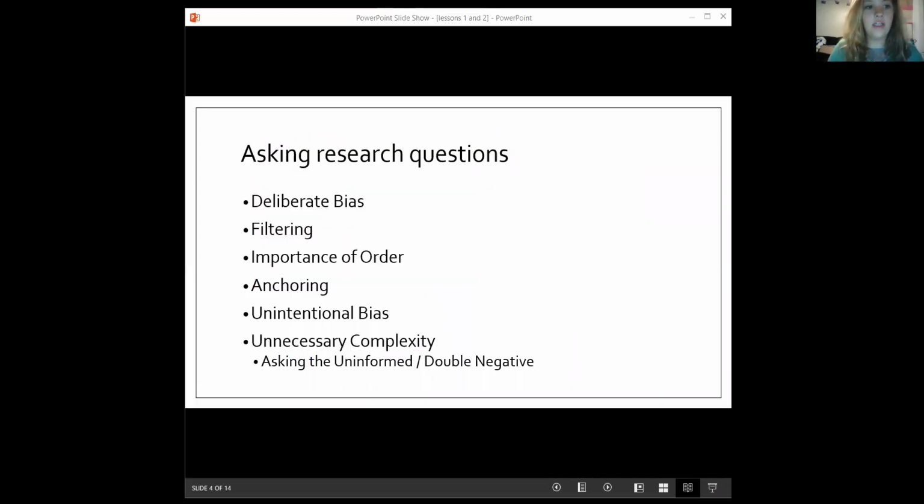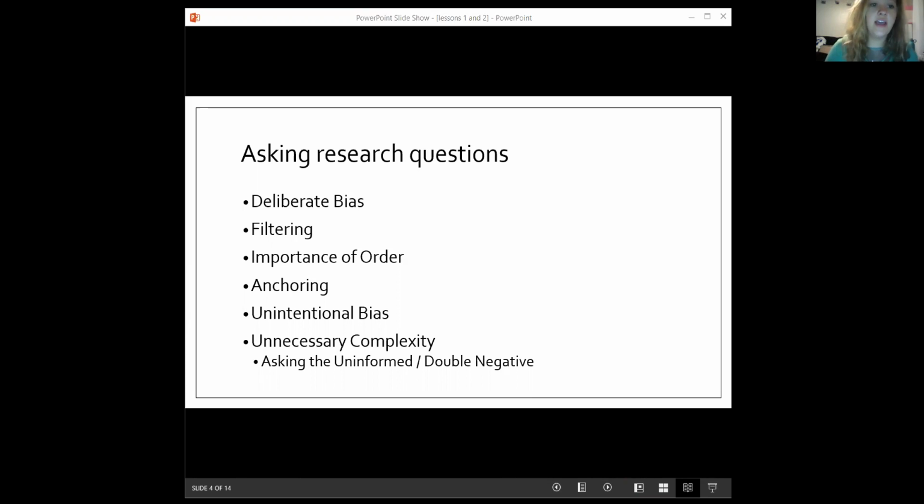All right, so we'll quickly go over the different things that you should keep in mind when you're asking research questions. Deliberate bias is basically saying that if you're asking a research question, you want specific data, so you're biased towards that data set and what answers you want. So the way you're asking the question is pushing towards that.